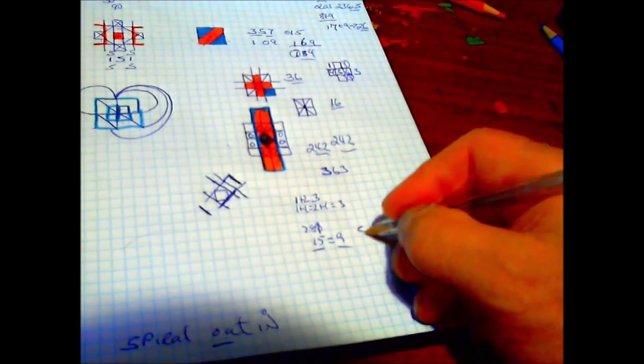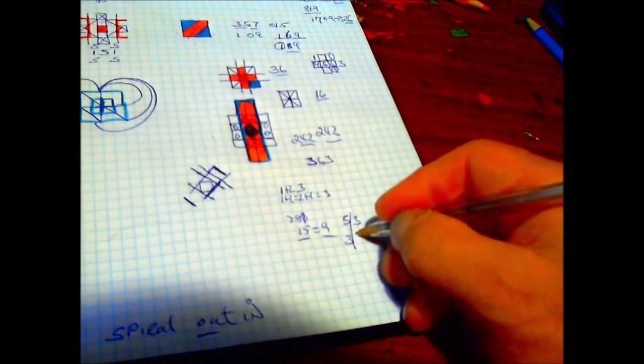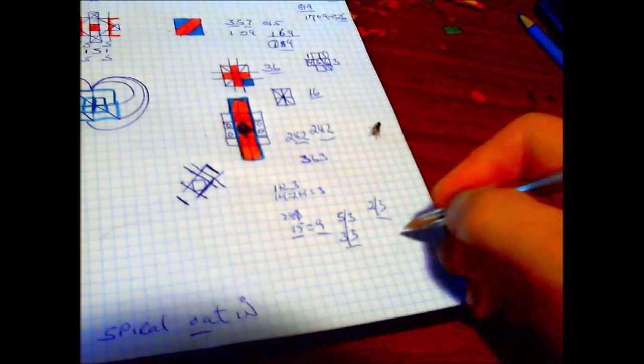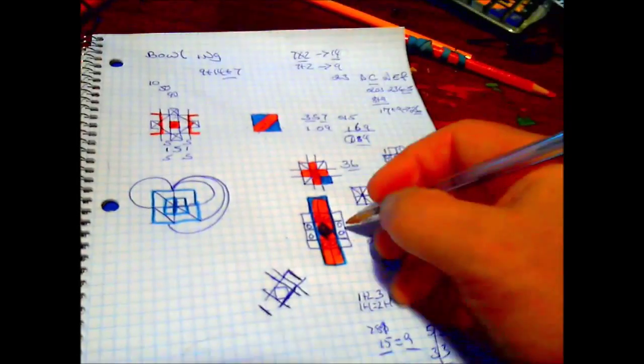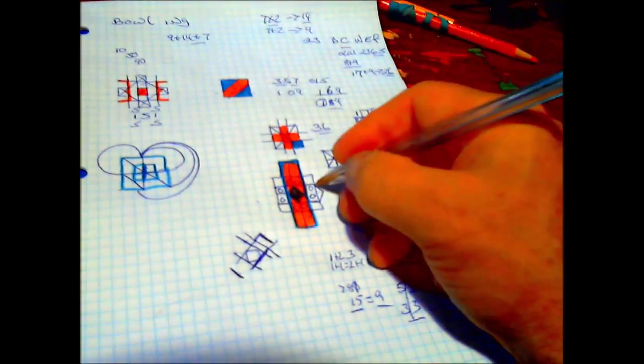15 is 5 times 3 and 3 times 3. 2/3 is missing. 3 times 3, 5 times 3. 5 and 1 is 6. 6 over 9. 6 black, 9 red. 6 black, 9 red. Boom, boom. This is the way we count it.